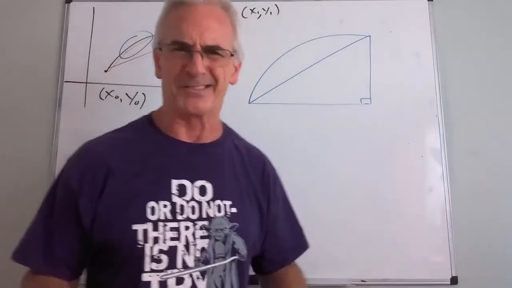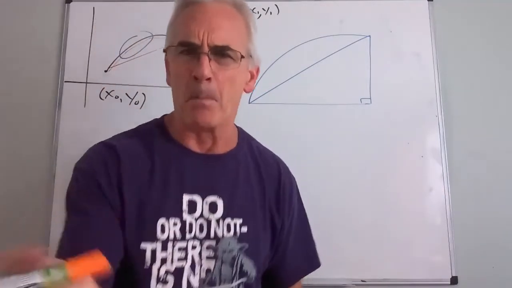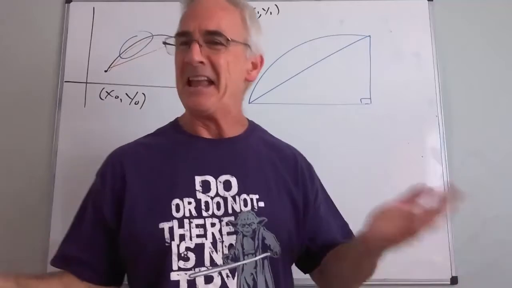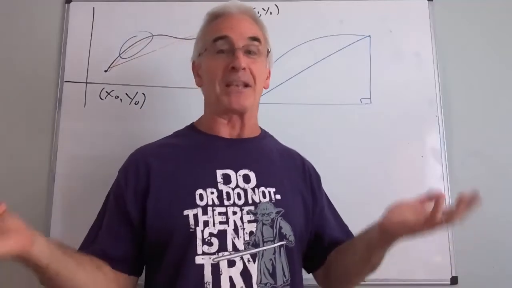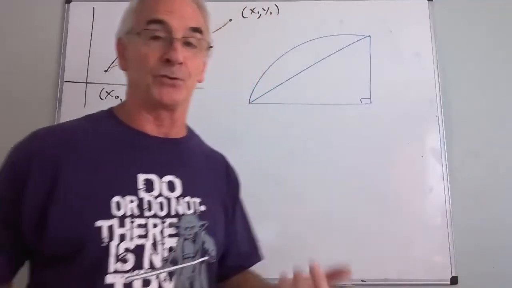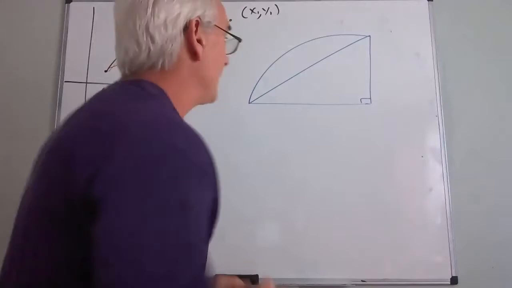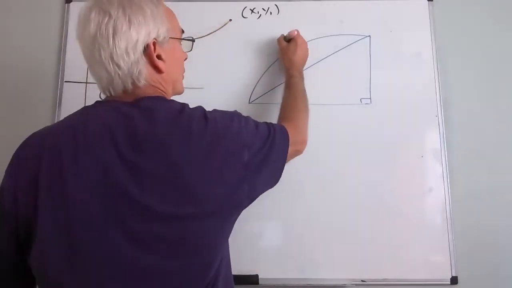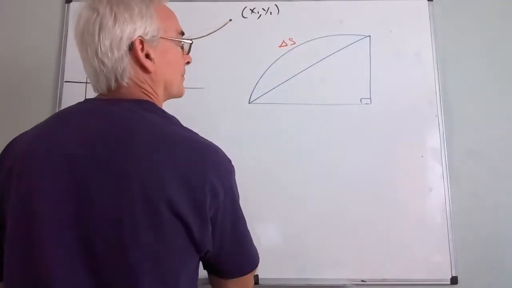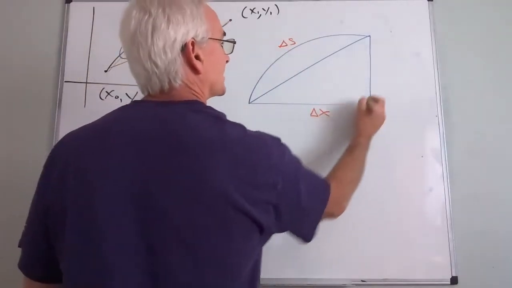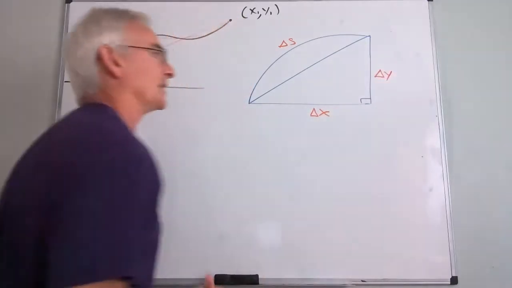S. Well, we use M for slope. Why we use S, I don't know, but it's universal. Whenever you see S, you know it's going to be arc length. So the actual change in arc length is this. The actual change in X is this. The actual change in Y is this.